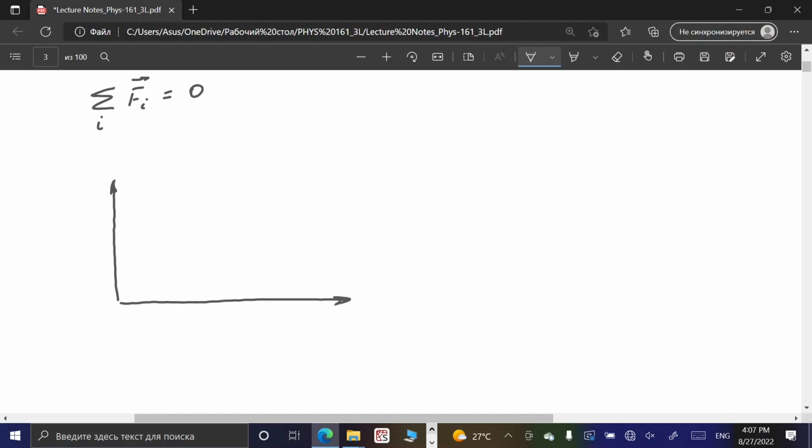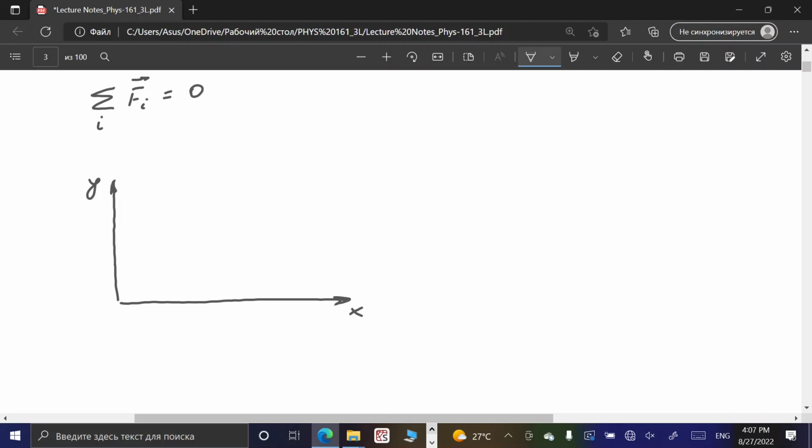So let us describe this system. We have first system of reference, which is x, y, and we consider this inertial system of reference as stationary. It doesn't move.